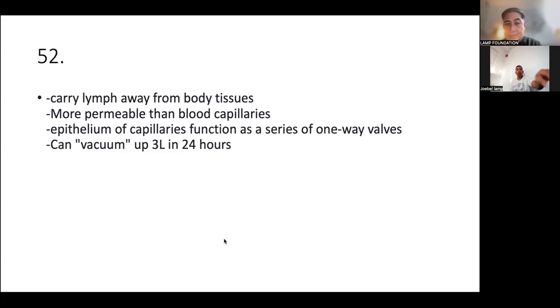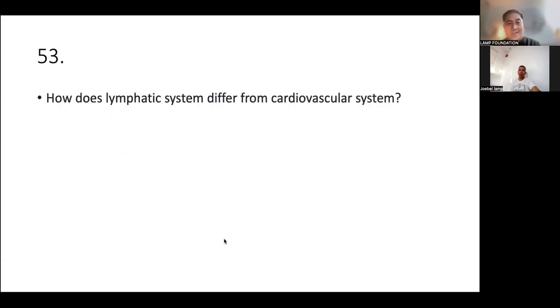The lymphatic capillary. So what's the best way to drain the lymphatics? It's the gua sha, diba? Gua sha. So gua sha lahat. How does lymphatic system differ from cardiovascular system?